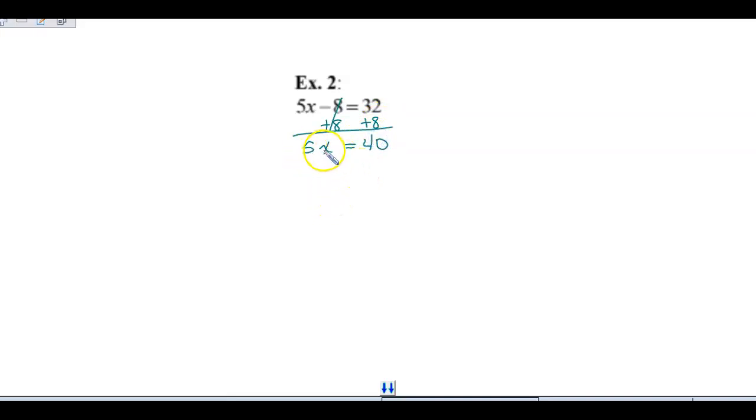Now I have 5x, that is multiplication. So to undo multiplication, I would need to divide both sides by 5. x is now by itself. 40 divided by 5 is 8. So I want to know if I were to replace x with 8 in my equation, will it equal 32? So let's just do that. So we'll have 5 times, our x we said was 8, minus 8 equals 32.